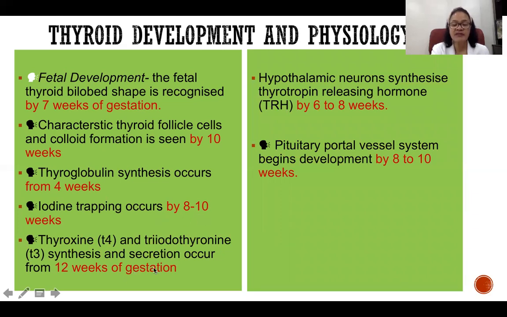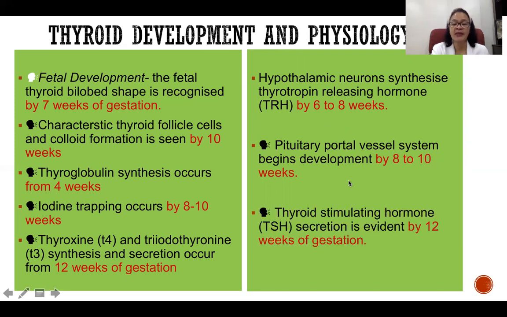At 12 weeks of gestation, the T4 and T3 synthesis will occur. And by 6 to 8 weeks, the hypothalamic neurons would synthesize your TRH, and the pituitary portal vessel system begins its development by 8 to 10 weeks. And the TSH secretion becomes evident by 3 months of life.